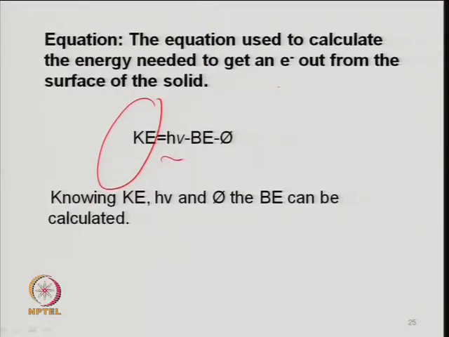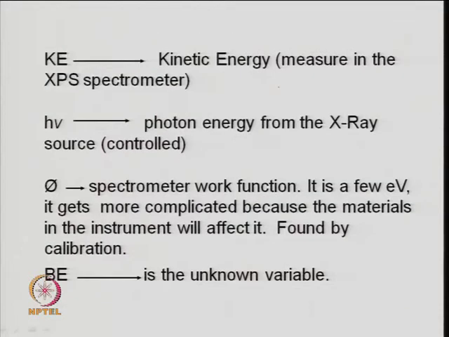Kinetic energy is known because it is the output intensity, you can measure that, depending upon the source and the reflection beam. H nu is the input energy source, so it is also known. Binding energy is to be calculated, and work function is a property of the metal. So, that can also be determined, just as I said, 4 electron volt for most metal surfaces.